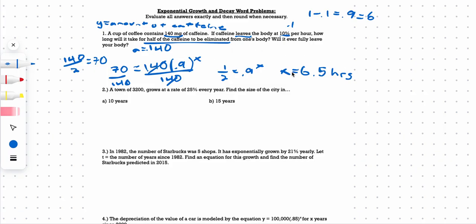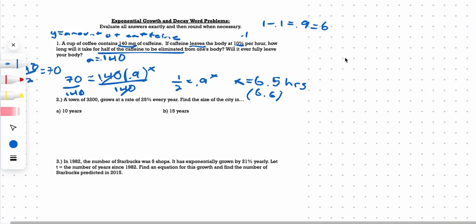You could use guess and check to keep on simplifying it down to find exactly what this x value is going to be. But let's just say 6.5, 6.6, something around there. Just going to say 6.6 in parentheses. Okay, so the second part of this question is, will it ever fully leave your body? Now the answer is no. At least theoretically, it won't.